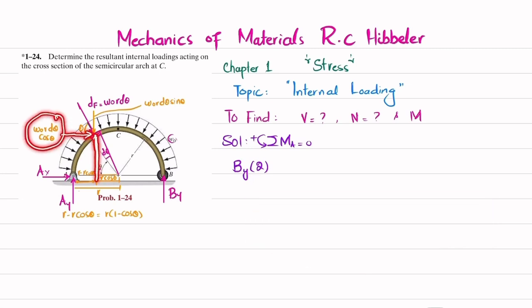And this distance, since this is r and this is theta, this component will be equal to r sine theta. So this component multiplied by this component will give you the moment, and this will produce clockwise moment, so it will be negative. So I will write minus W naught r d theta into cos theta multiplied by r sine theta. And you can see that this is differential force.